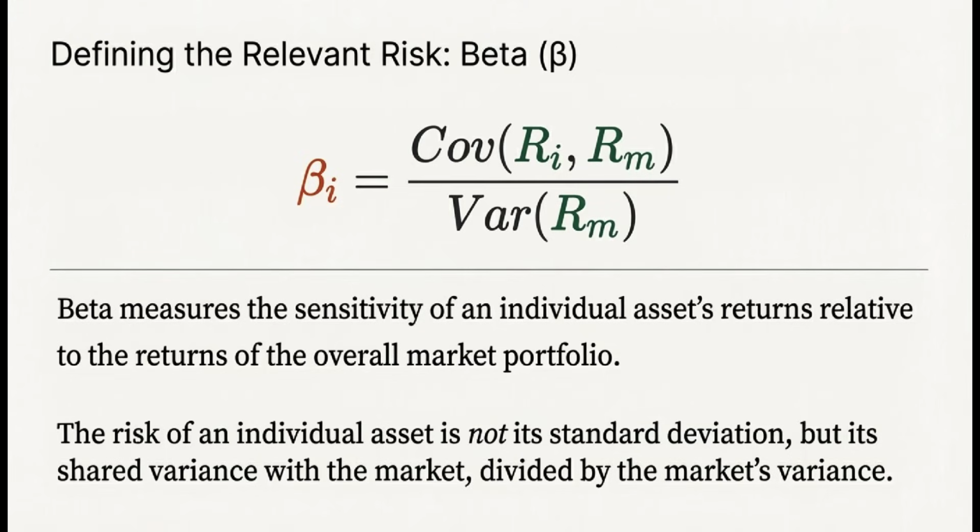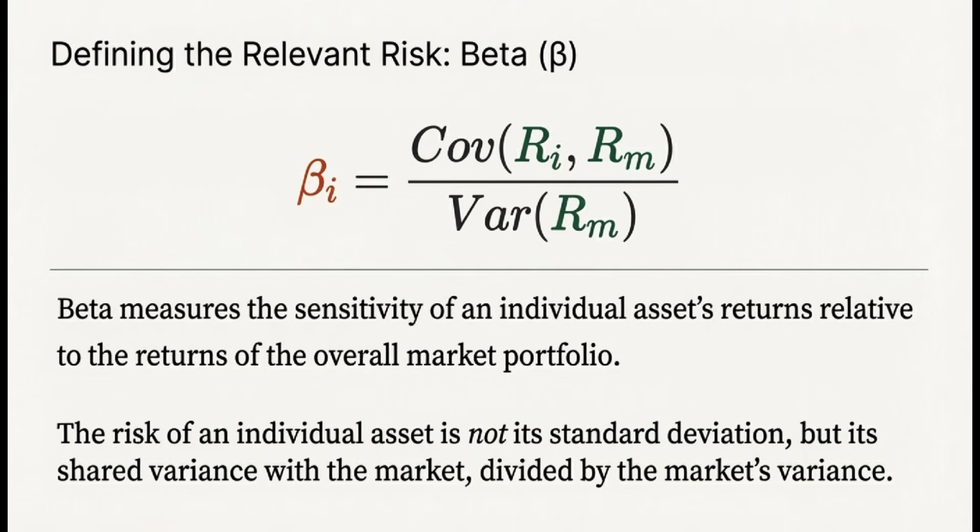And CAPM gives us the metric for that, which is beta. So we're moving from total risk to systematic risk. From standard deviation to beta. That's the whole shift. Right, beta. It's the absolute heart of the CAPM. Before we get into the rigorous math, what's the intuition? What is beta actually measuring?